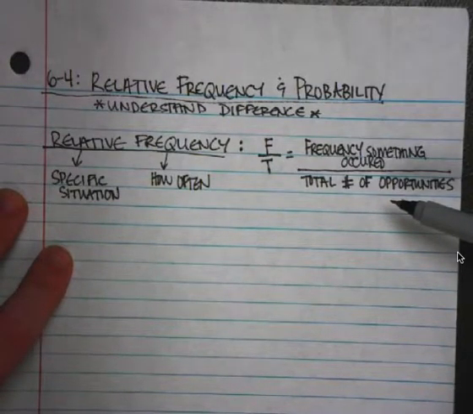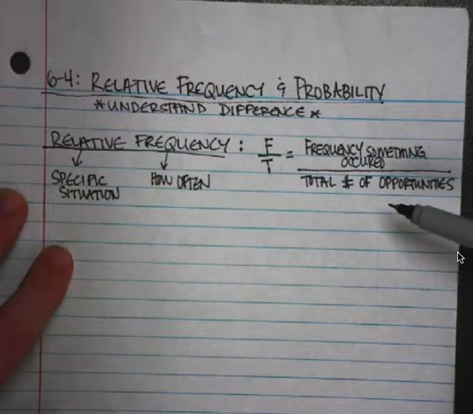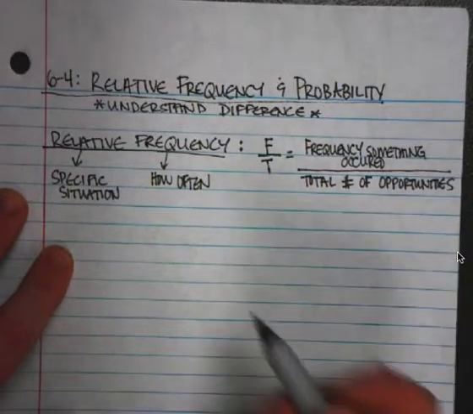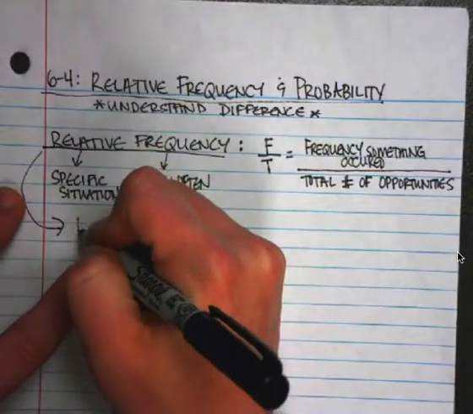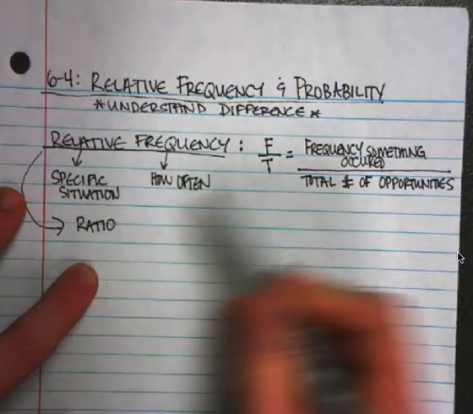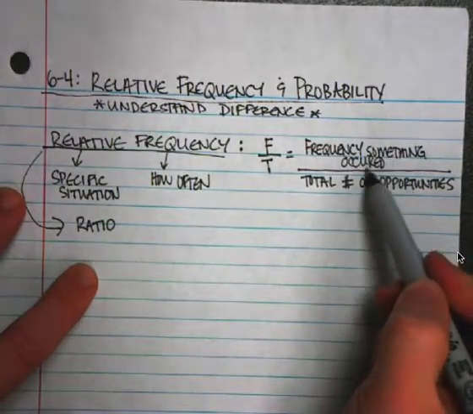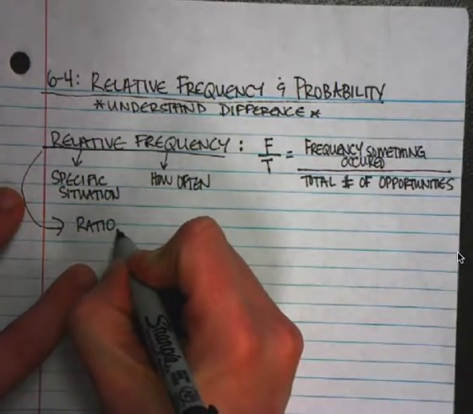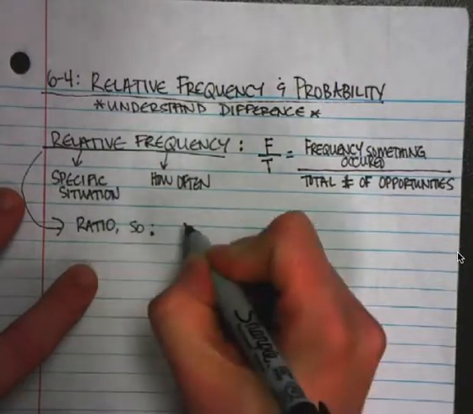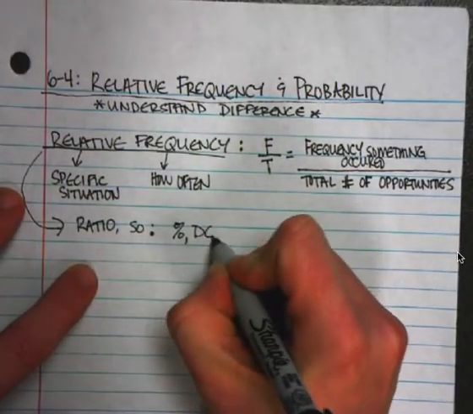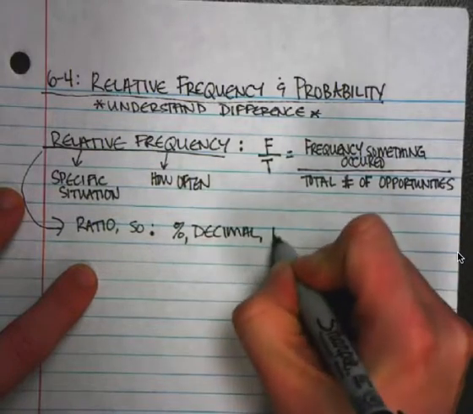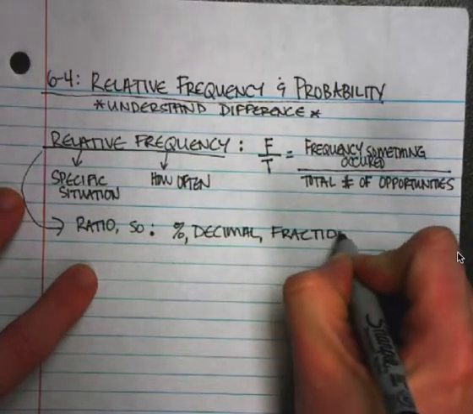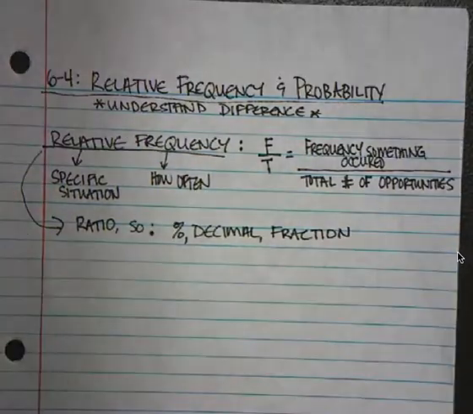We can write relative frequency as a percent, a fraction, or a decimal because it is a ratio. Okay, so this is just a ratio, again comparing frequency of something occurred to the total number of times. So it's a ratio, so we can write it as a percent, a decimal, or a fraction. So just keep that in mind. Okay? So let's look at example 1 in your book. And this is on page 370.